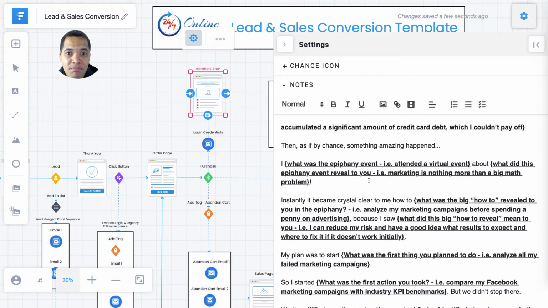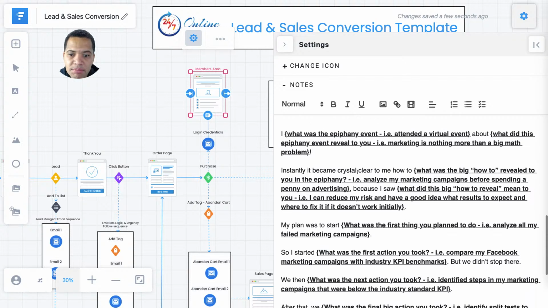The creative part is just a small portion. The big portion of marketing is nothing more than math, right? The 80-20 rule: 80% of it is math, 20% of it is creative. That's when it clicked for me. It became clear how to analyze my marketing campaigns before spending a penny on advertising, so I could figure out if my marketing plan was going to work just by using simple algebra and math.